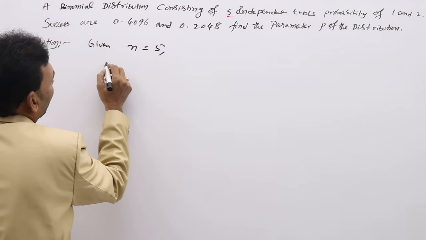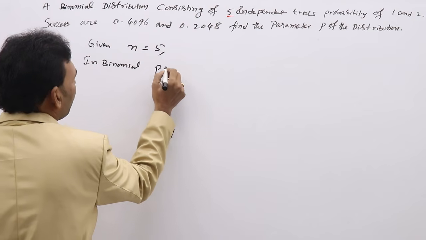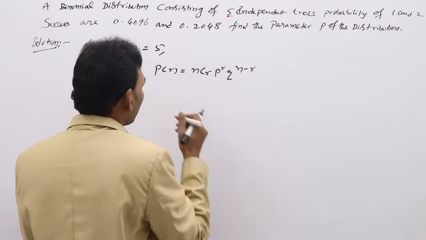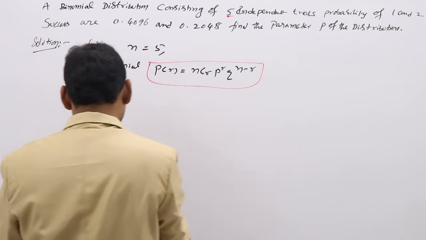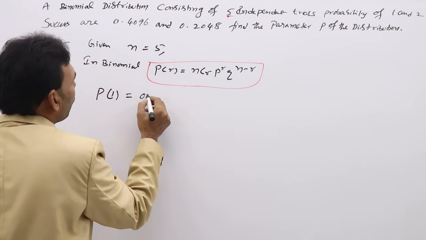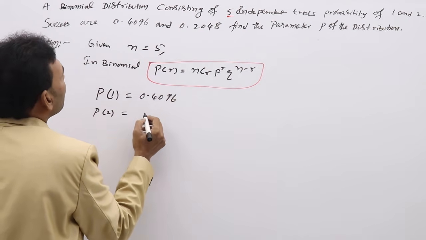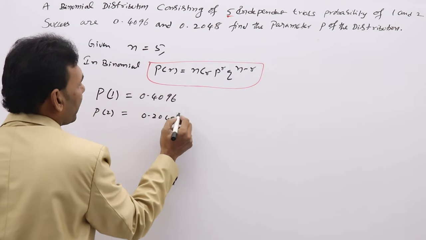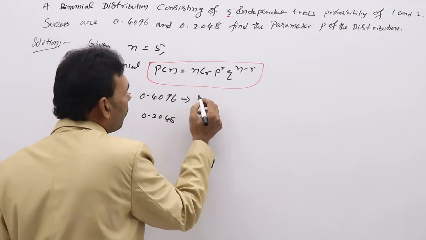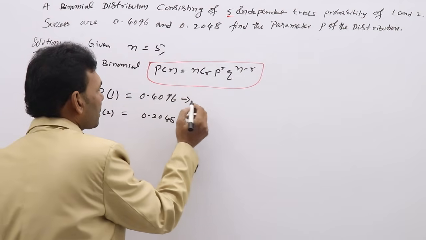N equals 5. In binomial we all know that the probability of R successes is nCr P power r Q power n minus r. Using this, the given is: probability of 1 is 0.4096 and probability of 2 is 0.2048. What does it mean? Probability of 1 means we know r, we know n, we don't know P and Q. Simply write P and Q as they are.